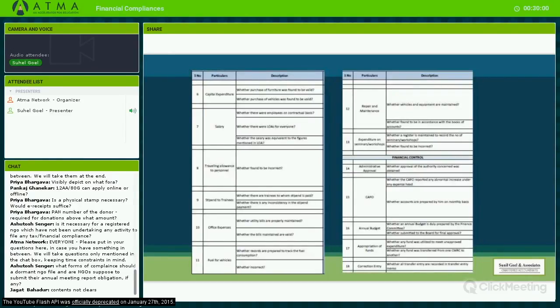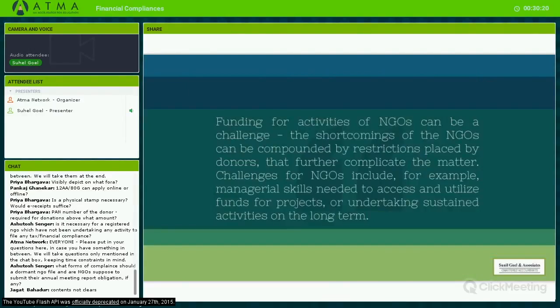Then there are capital expenditures. You need to have proper records, salary and employee records, the roles and responsibilities which they are playing, the training, the stipend, allowances, and various other things which, in the interest of time, we will not go into details of. But you can refer to these checklists and items whenever you're designing an internal control policy for your organization.